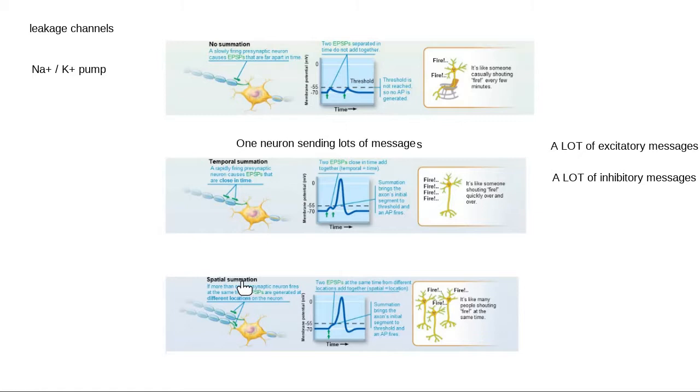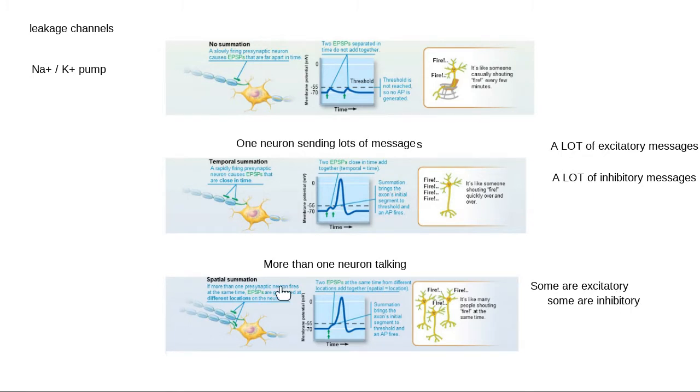With spatial summation, here's the key. In spatial summation, it's more than one neuron talking. Across the space of a neuron, I'm adding together all the messages I get in different places. Some are excitatory and some are inhibitory, or it has the ability to be mixed. There can be more than one type of message.